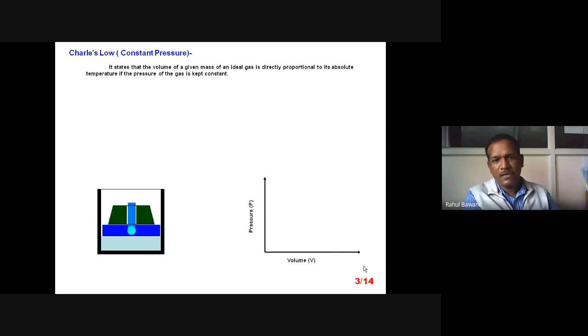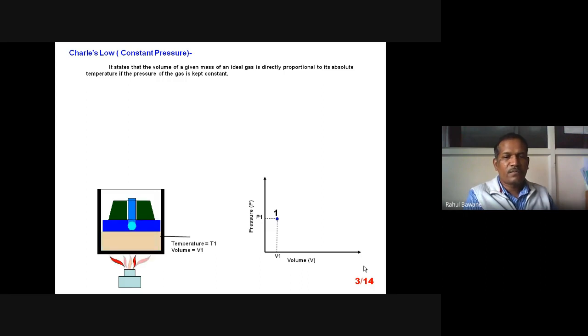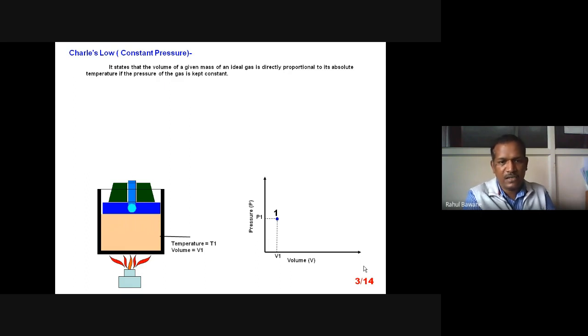Suppose I keep one weight, so the pressure experienced by the gas is the same until I reduce or increase the weight. This is the initial condition I plot as state 1. If I provide heat, due to heat there will be expansion of the gas, but the gas still experiences the same pressure. That means we kept pressure constant. After expansion, we observe the property change in terms of temperature and volume, but pressure is the same. We can plot this on a PV diagram. So we get a constant pressure line, a horizontal line. That is process 1 to 2.